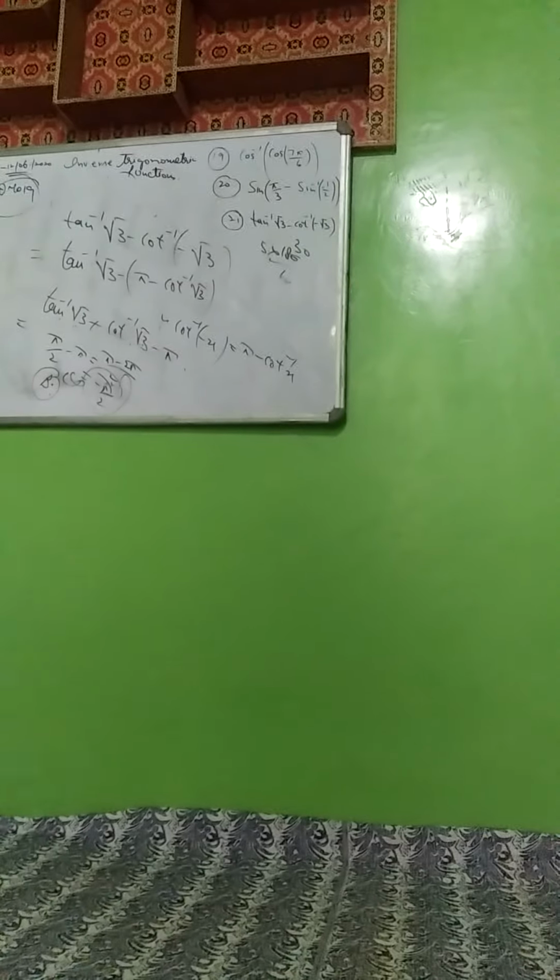Because here you will get tan inverse root 3, that is tan inverse tan of pi by 3, which is pi by 3. Cot inverse root 3 is pi by 6. You will get this as pi by 2 minus pi, which is equal to pi minus 2 pi divided by 2, which is equal to minus pi by 2. The correct option is B.